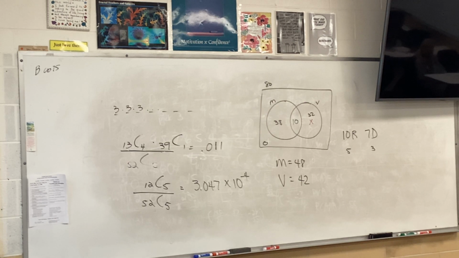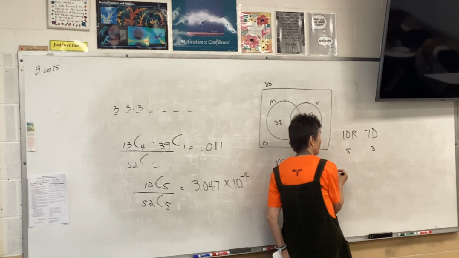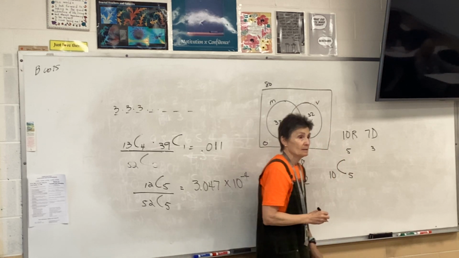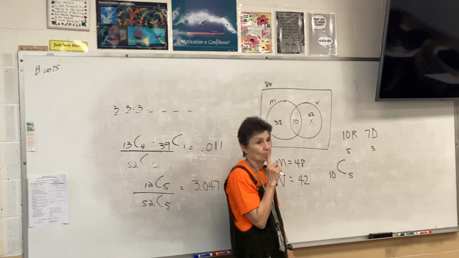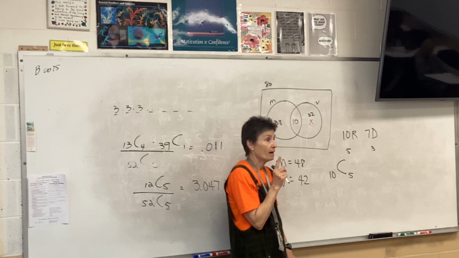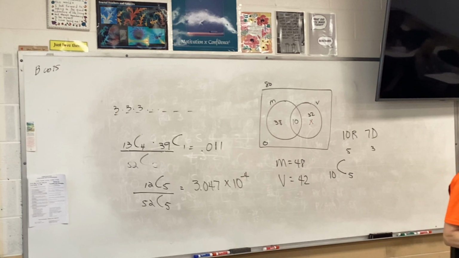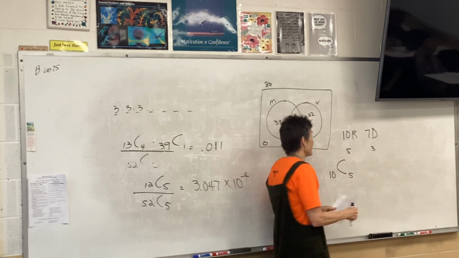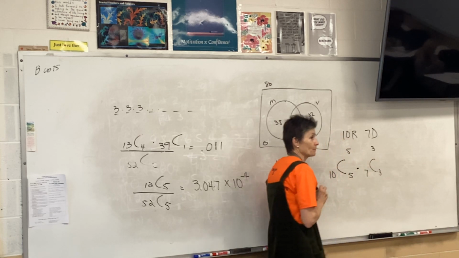What'd you say, honey? 10C5. Yeah. She says I've got 10 potential Republicans and I'm going to pick 5 of them. Now, she said C. Would you agree this is a C or should it be a P? It's a C, because if I am just picking 5 people to be on my committee, does order matter? No. So there's a group of 10, I'm picking 5. And there's a group of 7 and I'm picking 3.